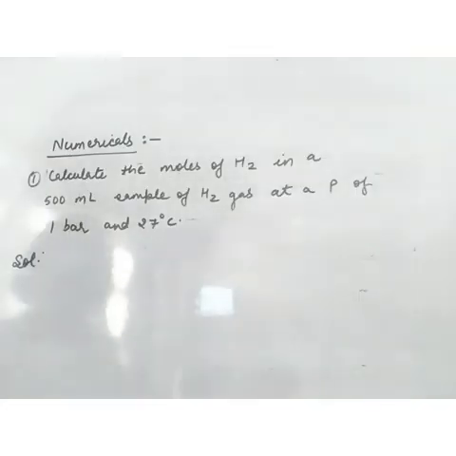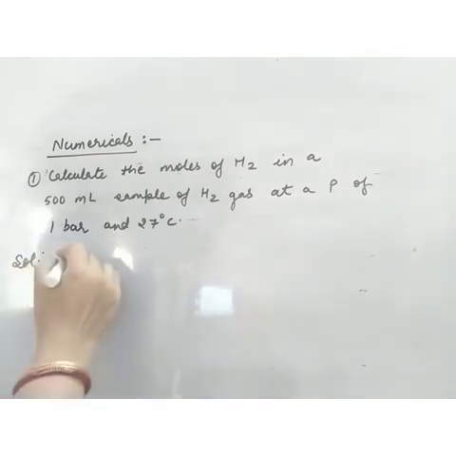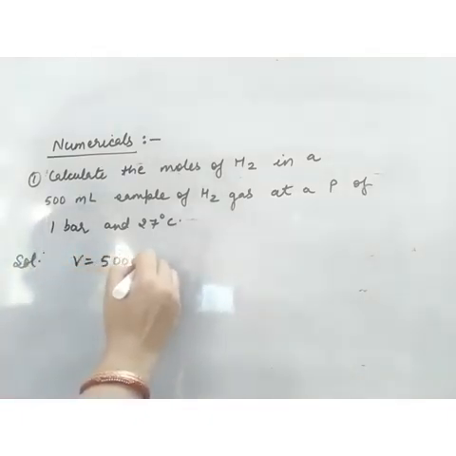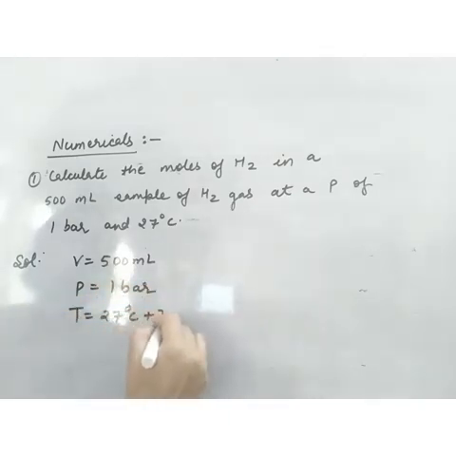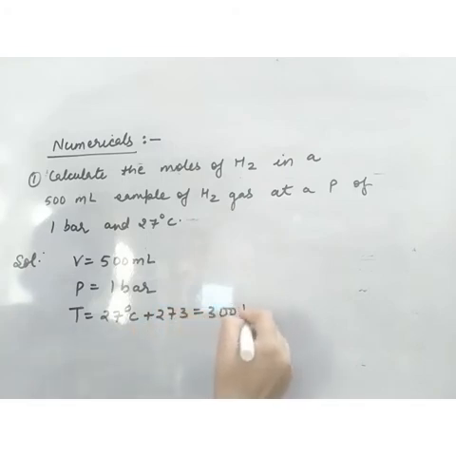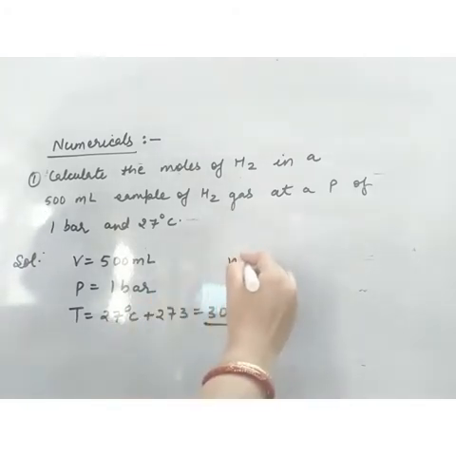Now let's discuss some numerical problems based on the ideal gas law concept. Now the first question is, calculate the number of moles of hydrogen gas in a 500 ml sample of hydrogen gas at a pressure of 1 bar and 27 degrees Celsius. So we have to calculate moles. Now what is given to us? Let's see. Volume is 500 ml. Now pressure is 1 bar. Temperature is 27 degrees Celsius. We'll convert it to Kelvin. So it is 273 plus 27, that is 300 Kelvin. And we have to find out moles.